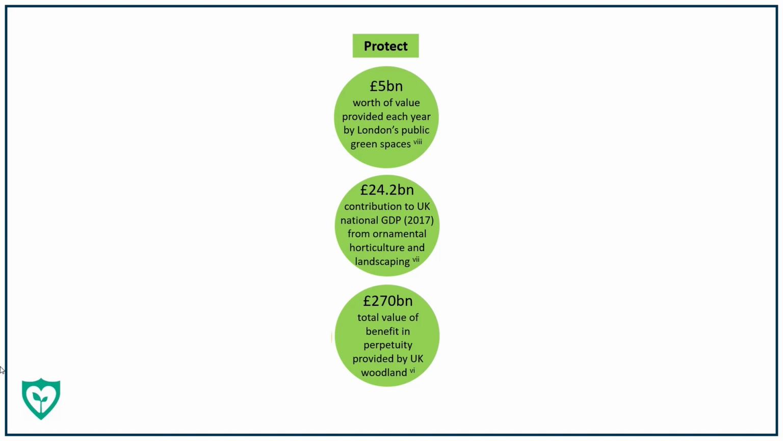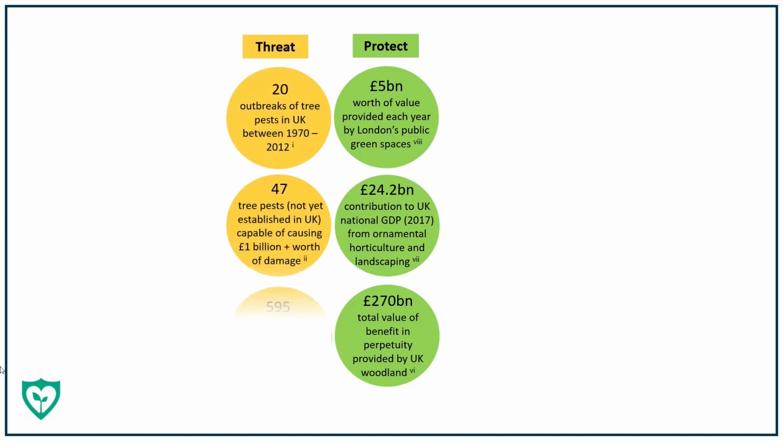So what is the threat? Since 1970, at least 20 exotic pests have been introduced to the UK that are currently causing damage to our trees and woodlands. There are 47 other pests that have not yet been detected in the UK that are capable of causing considerable damage to various tree species. And 595 is the most recent number of plant species that have been assessed as susceptible to Xylella fastidiosa.